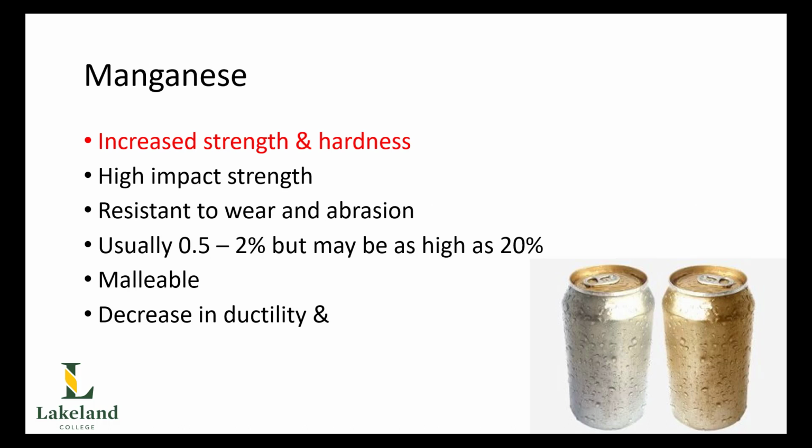The next one is manganese. Manganese improves strength and hardness as well as having high impact strength, and it's commonly used in things like pop cans or soda cans. We also have good resistance to wear and abrasion. We don't add much of it, typically between 0.5 to 2, but in special applications it can be as high as 20. But again, not so much, it depends upon the application. Manganese will also improve malleability, which is basically workability, and will also decrease in ductility as well as toughness.